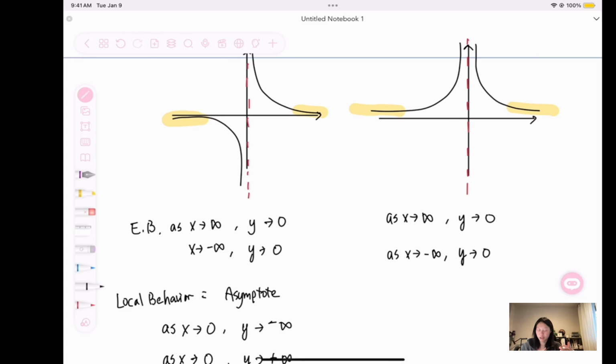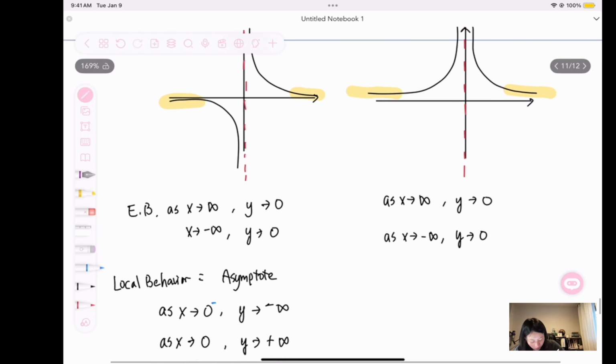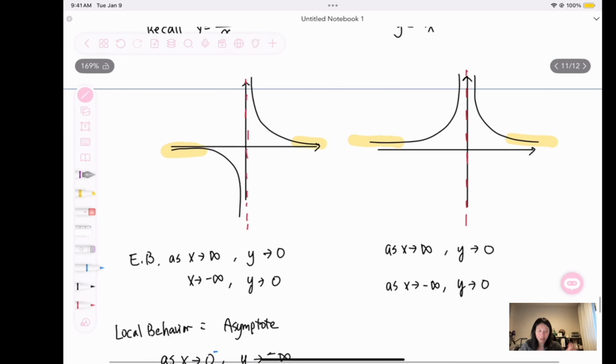How can we distinguish that? In math, we have a notation to distinguish that. If the 0 is coming from the left, we put a negative on the top. This is not a power, it's a notation that tells you this is coming from the left. And if it's coming from the right, we put a positive, meaning it comes in from the positive side.